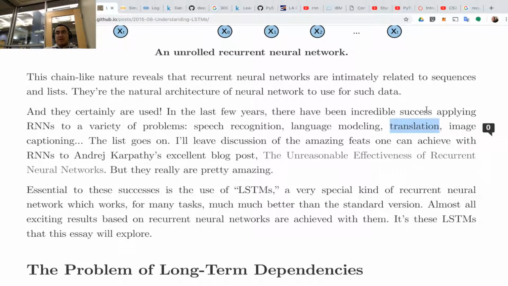Image captioning. I think that's the one where if you watch YouTube and you want to see the subtitles, or even Netflix, or watching movies.